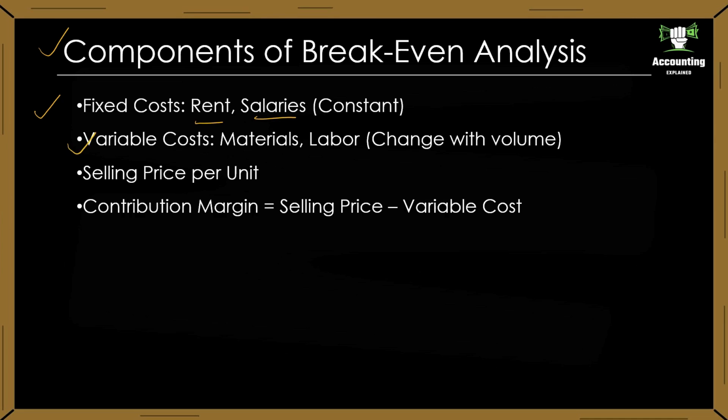Next, variable cost. From the name itself, we can know what is the meaning of variable cost. These are the costs that are going to fluctuate with production or with the volume of production. Examples are materials, labor, etc. Next, most important thing you have to know is selling price per unit. Okay. Next, you have to know contribution margin. Contribution margin is selling price per unit minus variable cost per unit.